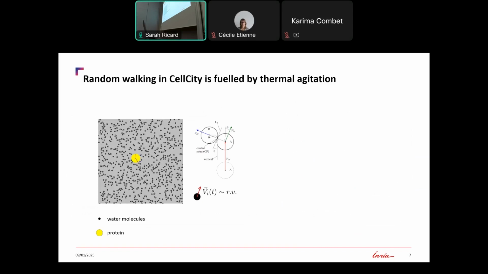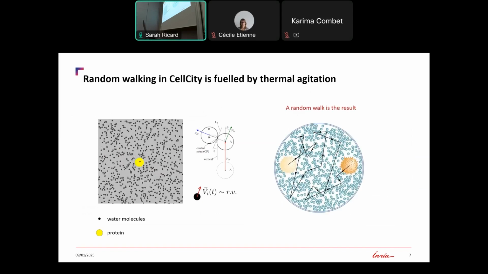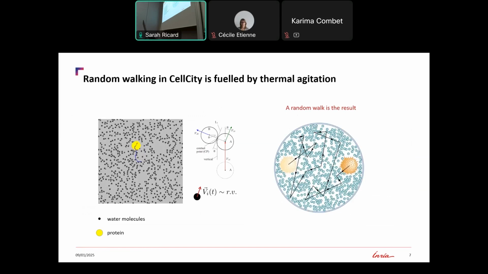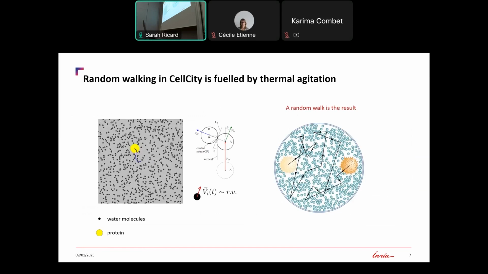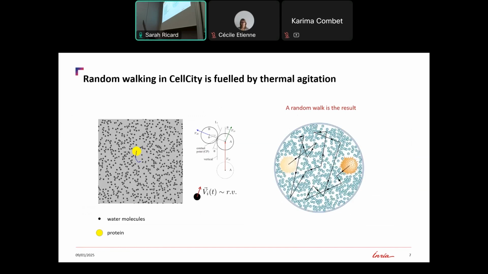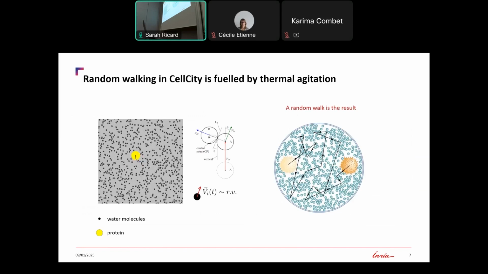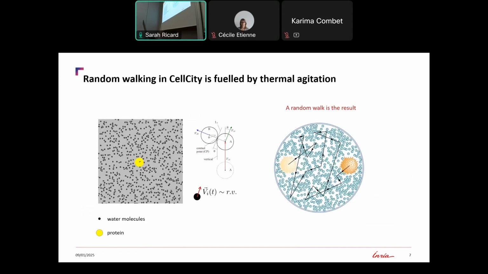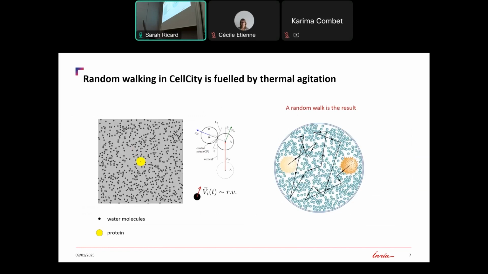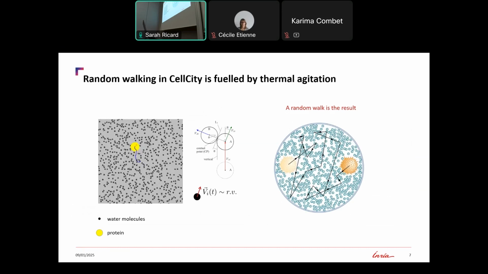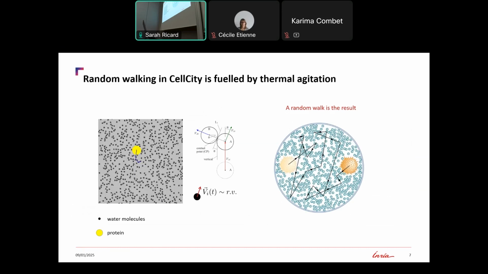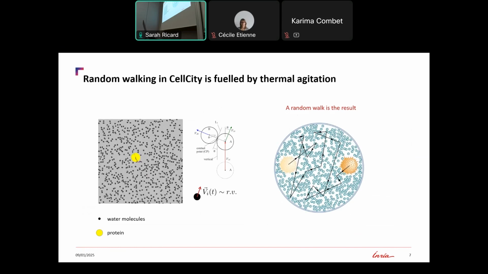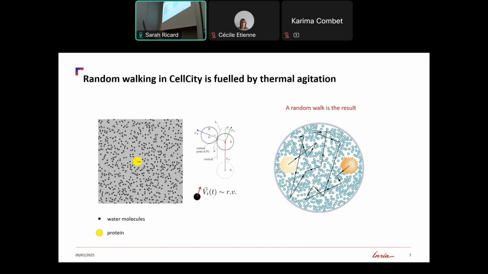So as a result, at each time point, your protein molecule, here it's a virus molecule, has a small displacement in a random direction and with a random velocity. That's exactly the random walk that we were talking about before, right? We'll come back to that a bit later to see how we can model that, right? But at least that's the source of random walking in the cells.